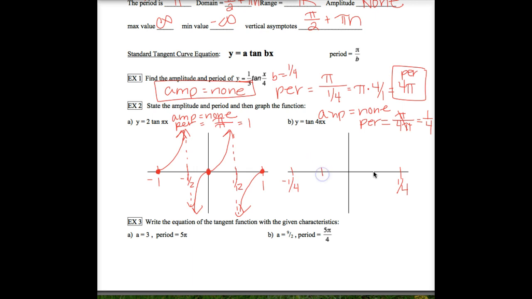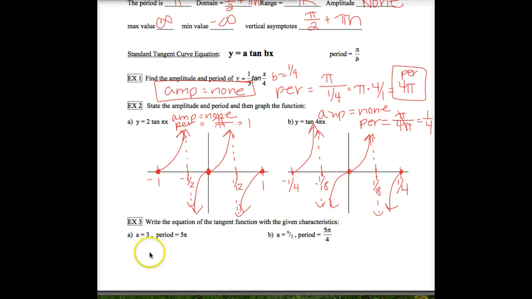Again, on the tangent graph, you only need 2 marks. Half of 1/4 is 1/8. So those are our halfway marks. No marks needed on the y-axis. Vertical asymptotes go with the halfways. Starts at 0, goes up. This side goes down. This side goes down. This side goes up. And there we have our graph.